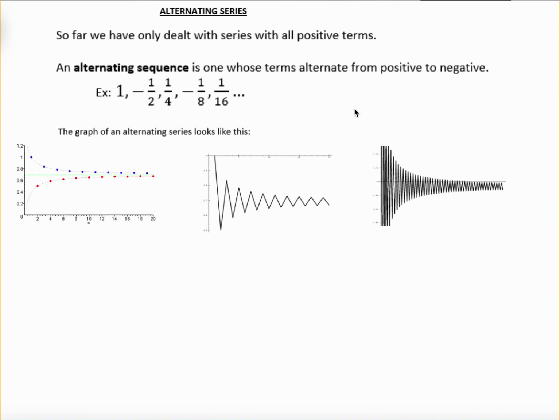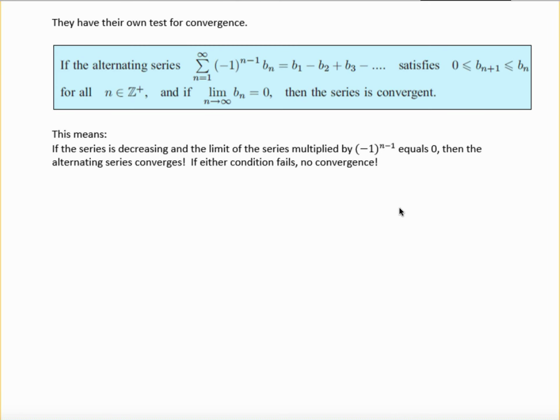There's a special type of series called an alternating series, where every single term is going to alternate between being positive or being negative. When we graph them, they have some unique looking graphs like these. These types of series have their own test for convergence. So this is the definition of that test.